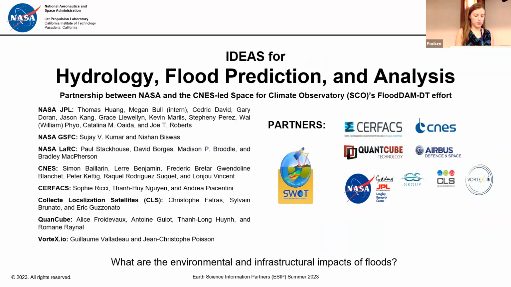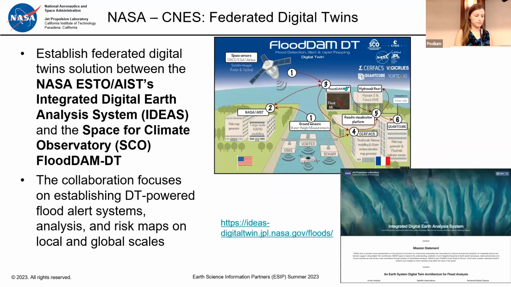For this project, we have paired with the French Space Agency, CNES, as well as other NASA centers, Serco, CLS, Quantiq, and Vortex.io. Our collaboration between our project and CNES's project, Space for Climate Observatory, SCO, is focused on establishing a federated digital twin solution. Some outputs we are expecting to produce are flood alert systems and risk maps. We also have a website with more of this information at ideas-digitaltwin.jpl.nasa.gov/floods.